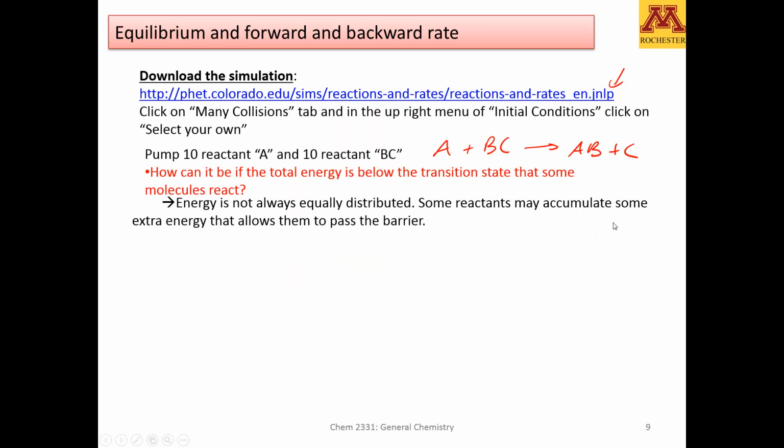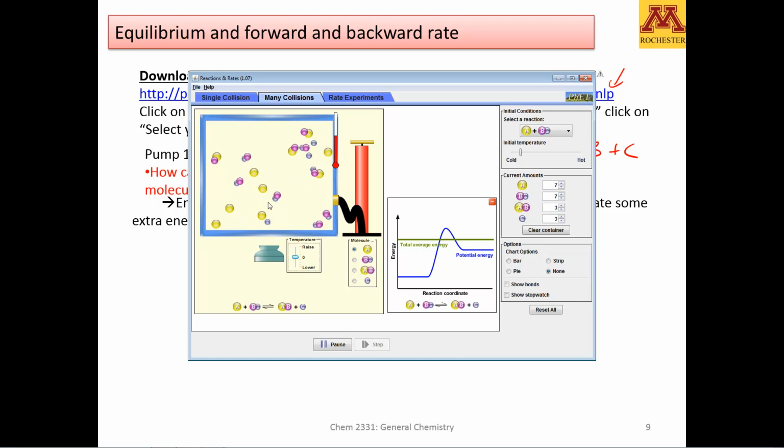And that's because the energy is not always equally distributed. There may be some reactants that move faster, that have the right energy, and the right collision to pass the barrier. So notice that even though we're still on total average below the transition state energy, some reactants have already become products.